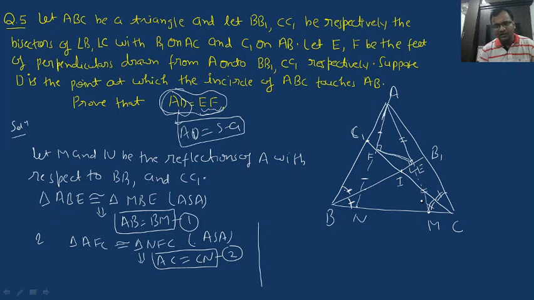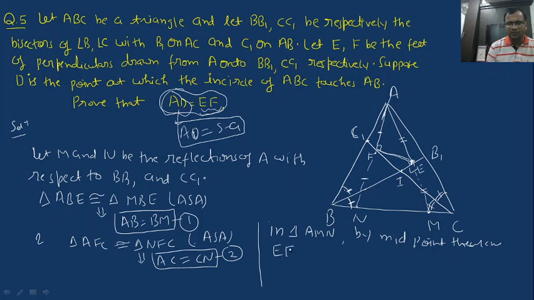Now E is actually the midpoint of side AM, and F is the midpoint of side AN in triangle AMN. By the midpoint theorem, EF is actually half times MN. EF is half MN. Now, in order to find EF, we have to find out the length MN.